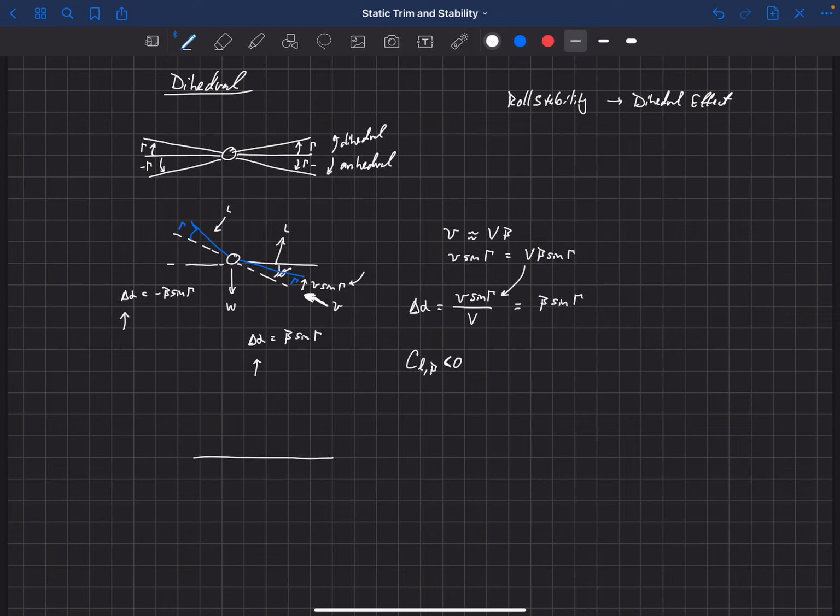Now, one of the attractive things about using dihedral to control your roll stability is the fact that dihedral doesn't tend to alter the lift distribution very significantly for small angles, right? So if this is the lift distribution on a wing with 0 dihedral, and then you add in just a little bit of dihedral here, the lift distribution actually doesn't change significantly due to that dihedral. And so that's one of the benefits of using dihedral.